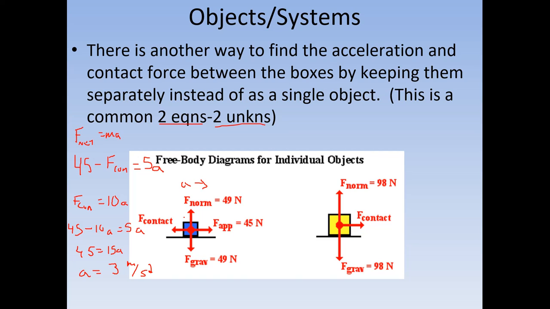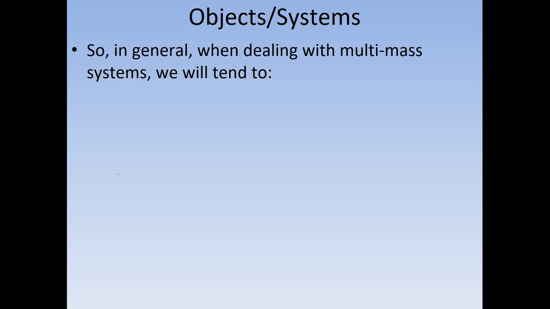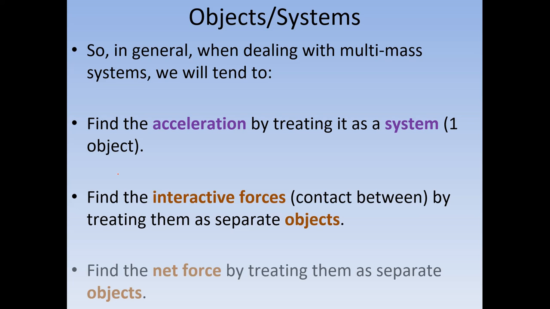But if I treat them as separate objects, and I only use F net equals ma for one of them, then I could find out information about the contact force and the net force that's affecting these two objects. So this is going to be a very important thing to take away. So in conclusion, when you're doing a multi-mass setup, you're going to find the acceleration by treating this as a system of one object, essentially. You combine it all together.